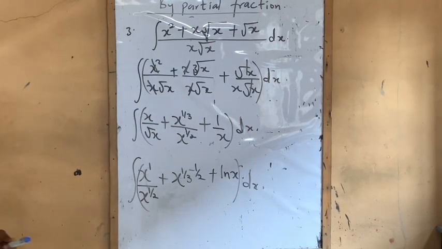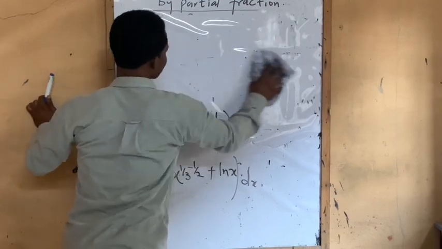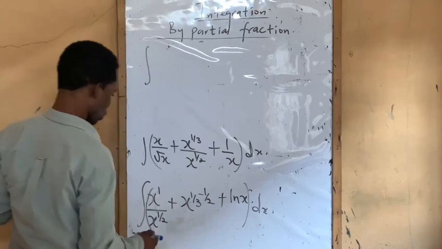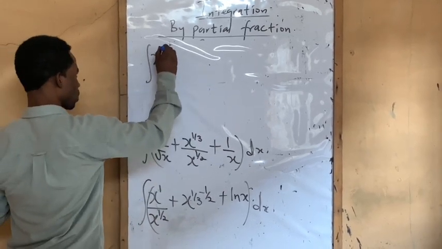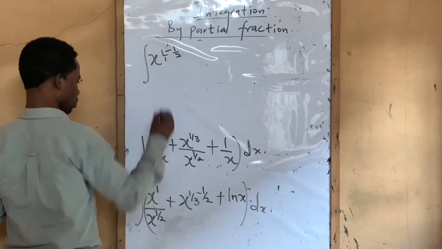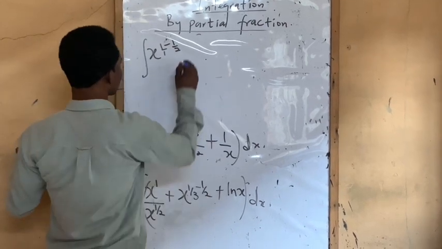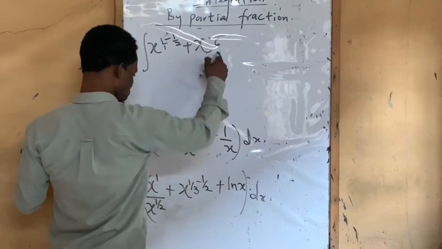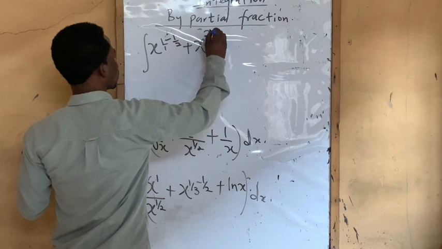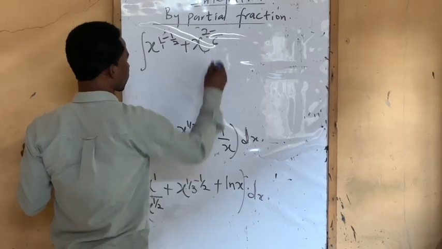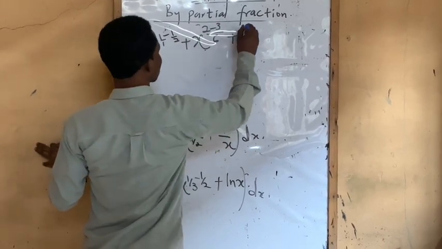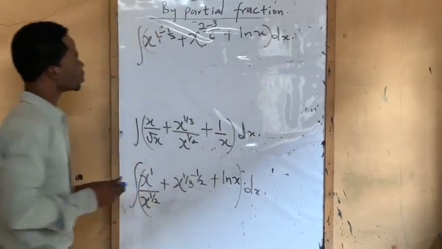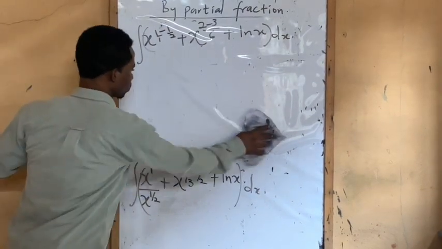So after that, what do we do? As integral of, if I bring this one up, it becomes x to the power 1 minus 1 over 2, according to the law of indices, plus x, if I find the LCM, that is 6. So 6 into that is 2, 2 times 1, that is 2, minus 6 into that is 3, 3 times 1, that is 3, plus ln x, everything dx.